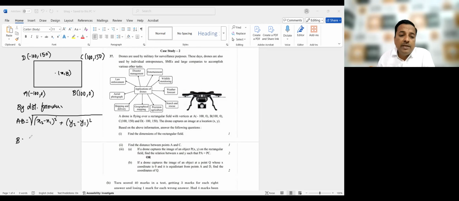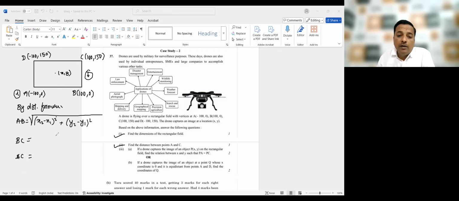Second one, BC. AB is the length, and BC is the breadth. Again, with the help of the distance formula, you have to find the dimensions, which means you have to find the length and breadth. Got it? Then find the distance between AC. Again, the same, by the distance formula. Okay?